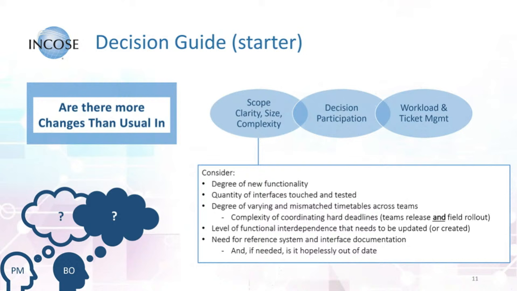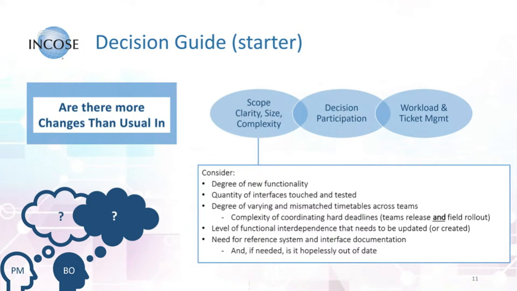So for scope, clarity, size, and complexity, we want to look at things like the quantity of interfaces touched and tested. Does it seem like more than usual? That can be a little tricky to answer, right? We only know what we know. But another one that might be more telling is the degree of varying and mismatched timetables across teams. Once the teams start looking at all the things they need to do and how they need to be synchronized and the hard deadlines that need to be coordinated, that might make it more apparent that what lies ahead is more challenging than might be realized.